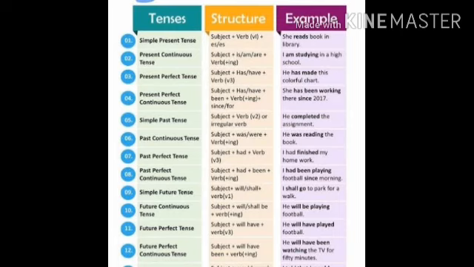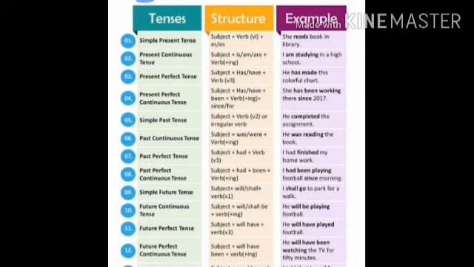Okay students, in present continuous the formation is subject plus helping verb. We will use helping verb is, am, are plus first form of verb plus ing plus object. Example is I am studying in a high school. I am studying. Studying is the verb. Study, first form of verb, plus ing. I am studying in a high school.